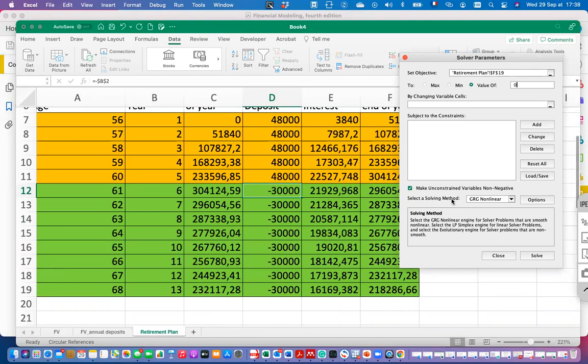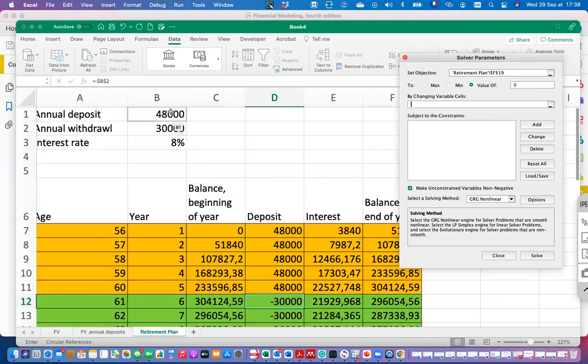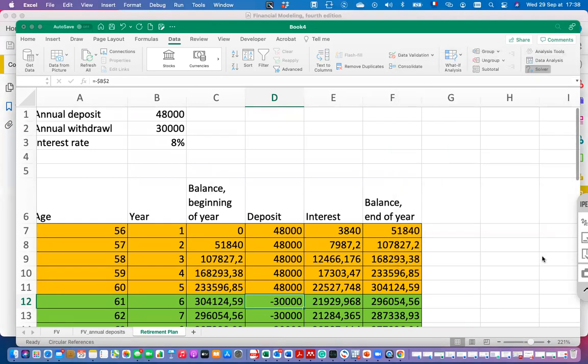Then go to solving method, nonlinear. You have to check this out. You have to put the nonlinear one, see? Then by changing variable cells, by changing the annual deposit, we are looking for the right annual deposit, right? Which is B1. Then click on solve.